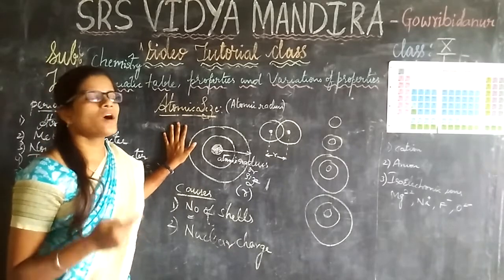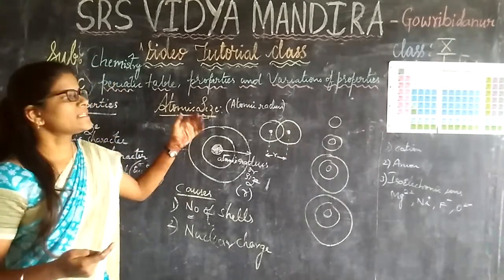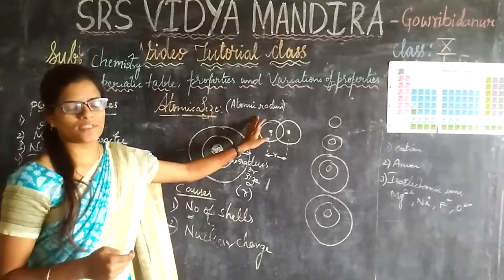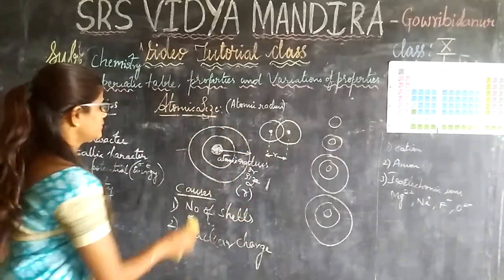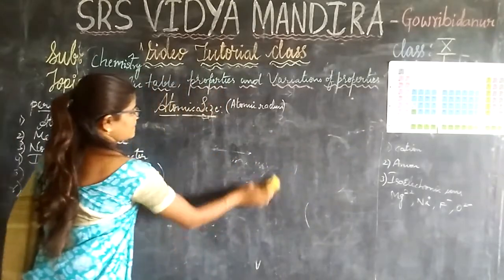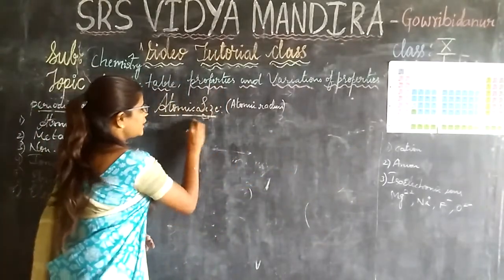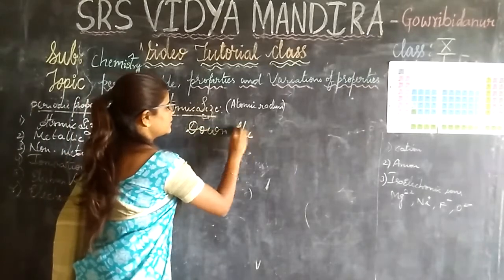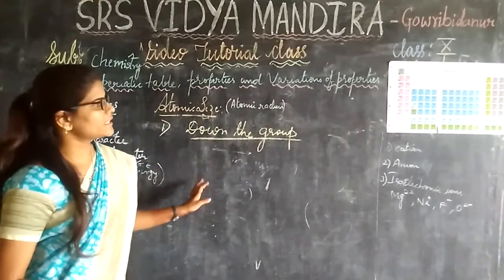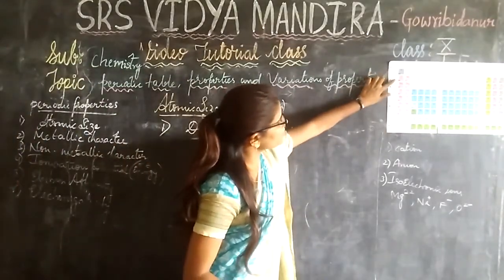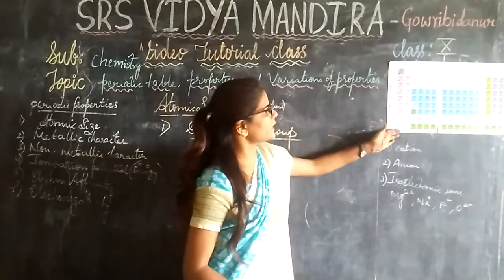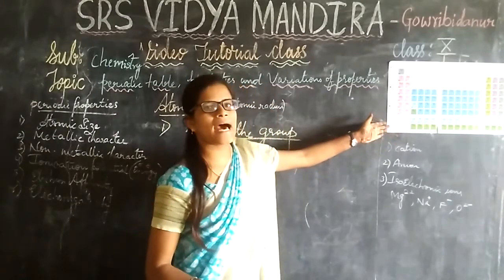Now let me discuss how the trend of this atomic size is down the group as well as across the period. First, down the group. Down the group, you take lithium, sodium, potassium, rubidium, cesium, francium. These are the group first elements, which are also called alkali metals.